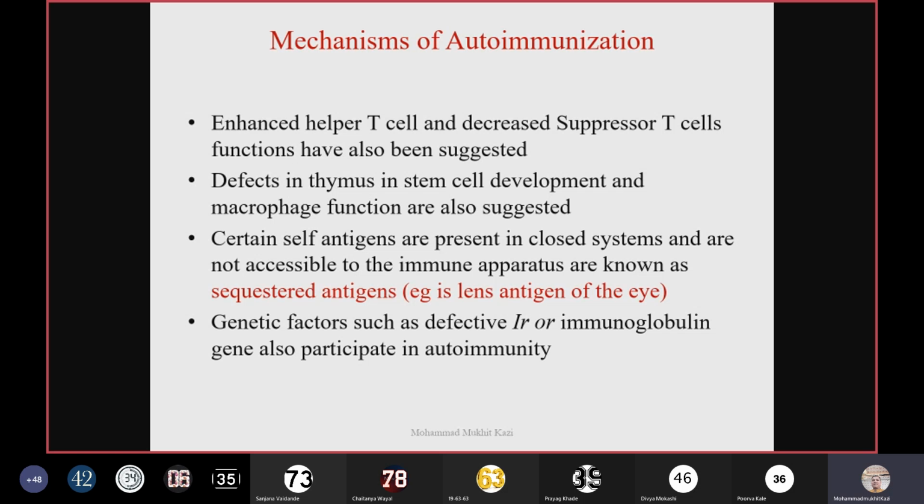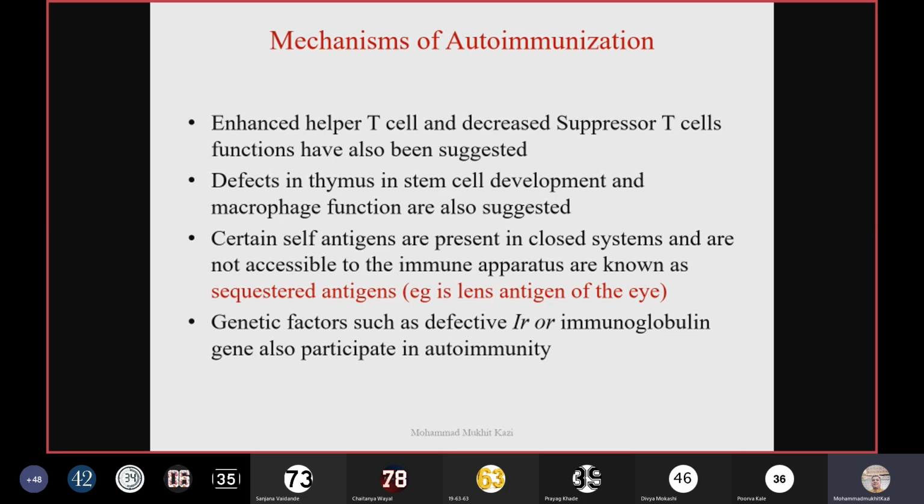Certain self antigens are present in a closed system and are not accessible to the immune apparatus; these are known as sequestered antigens. What does it mean? Our eyes have lens antigen. These lens antigens are in a closed system. They are not in the circulating system. That means they are not in the venous system or lymphatic system, so they are not exposed to the immune cells.